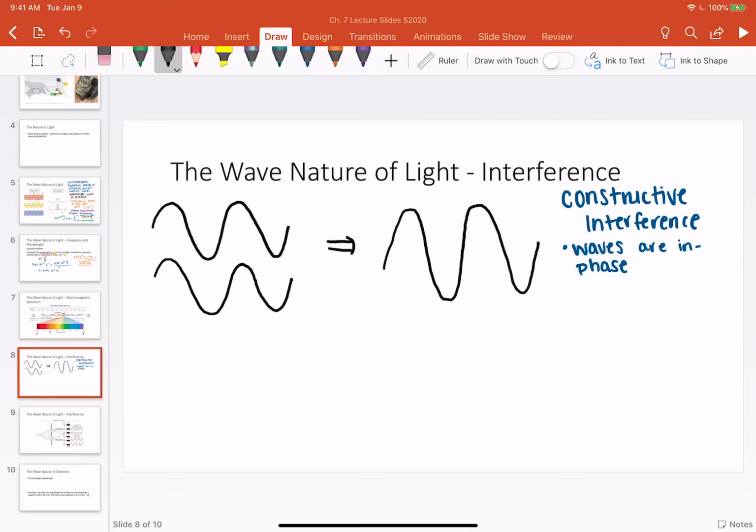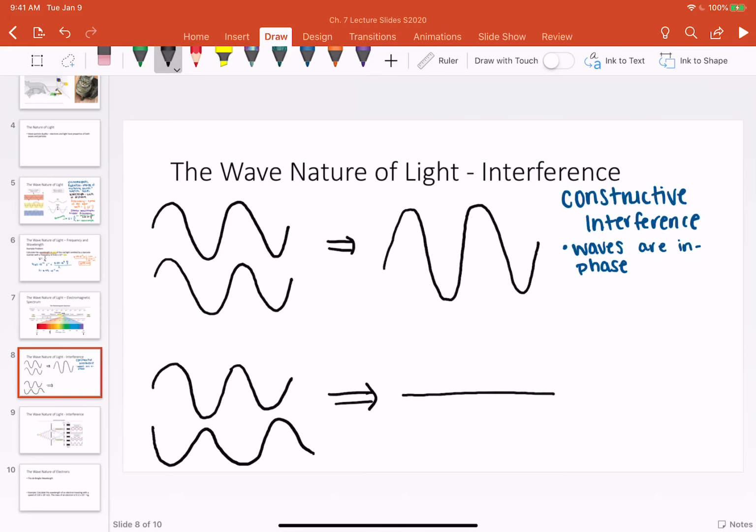But alternatively, let's take a look at what's going to happen if the waves are not in phase. So let's say here's our first wave. And then instead of the crests lining up with the crests and the troughs lining up with the troughs, let's say that our waves are out of phase. So our crests are going to line up with the troughs, and the troughs are going to line up with the crests. When that happens, the waves are actually going to cancel each other out. So rather than making a bigger wave, it is going to lead to not having a wave at all. And that is called destructive interference. And that occurs when the waves are out of phase.